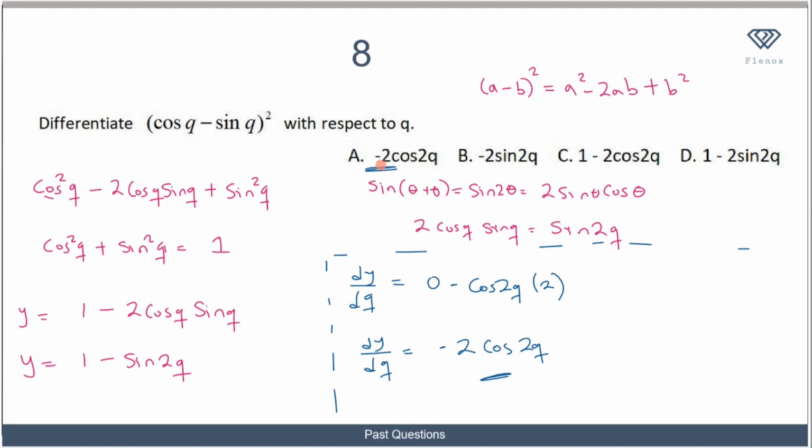So that pretty much sums up our discussion on differentiation. So what I want you to do now is to go through your past questions and try to look for more questions to see if you can attempt them. And if you cannot attempt them, you can always make use of the forum so that you can learn from fellow students also.